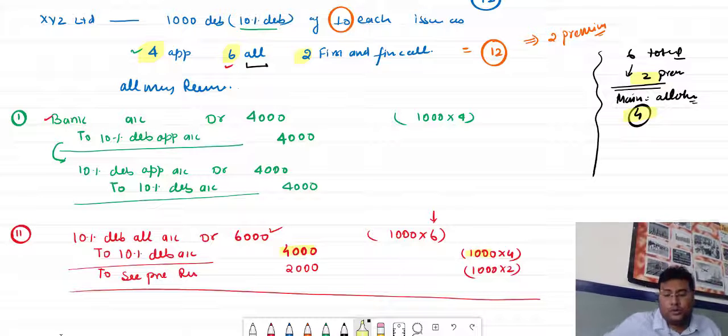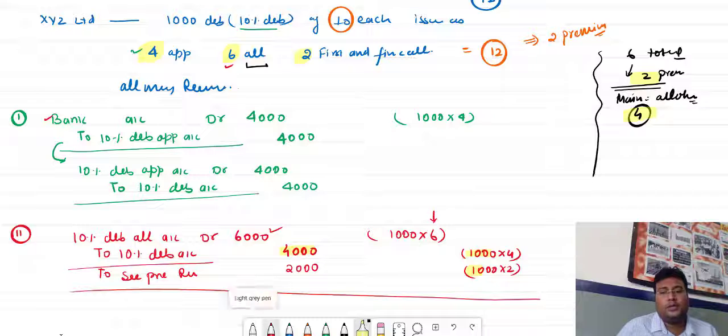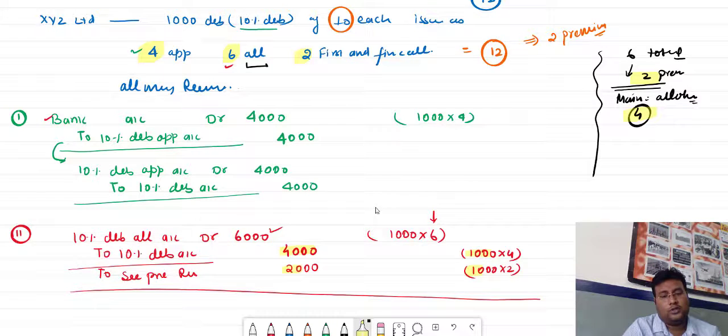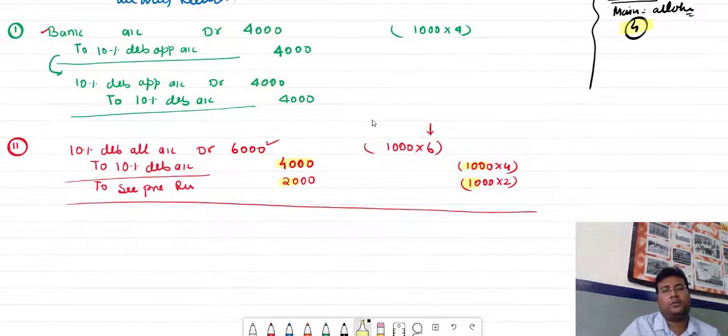How do we come to know? Very simple. If the issue value is more than face value and it is not mentioned where the premium will be applicable, then the premium will always be applicable on allotment. So it will be 6 minus 4, the premium amount is 2 rupees. So on 1000 shares, 2 rupees premium, 1000 into 2 is equal to 2000 rupees to security premium reserve.